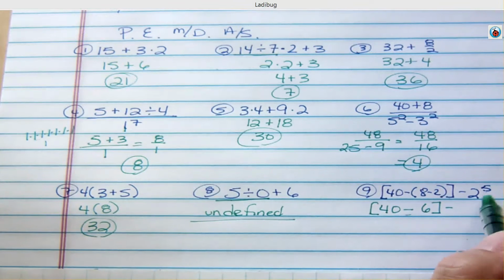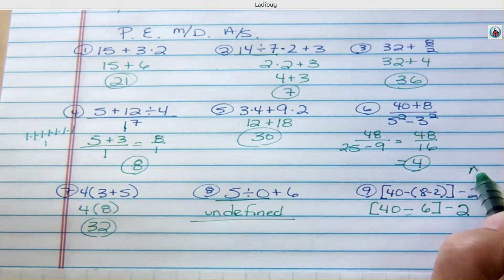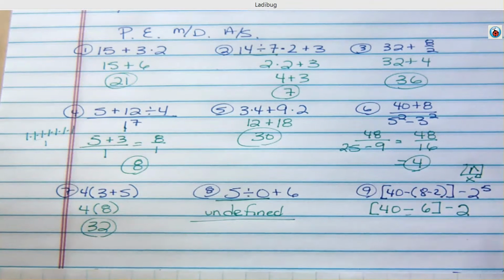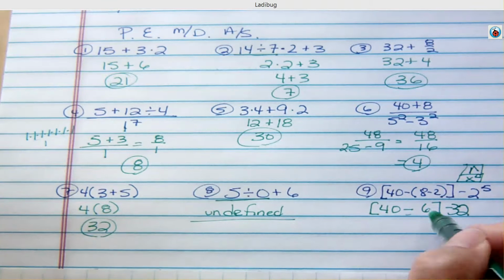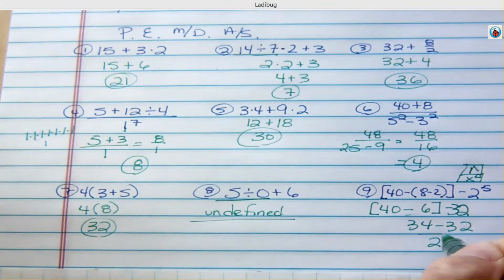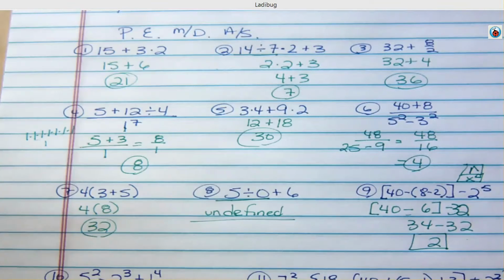I'm going to go ahead and simplify 2 to the 5th power. Put that in your calculator, 2, and then you use your caret button if you have it. And if you don't have it, you use your x to the whatchamacallit button. And either one of those, 2 to the 5th power is 32. And then you're going to come back and do this, 40 minus 6. That's still in brackets. That's 34. Minus 32 is 2.